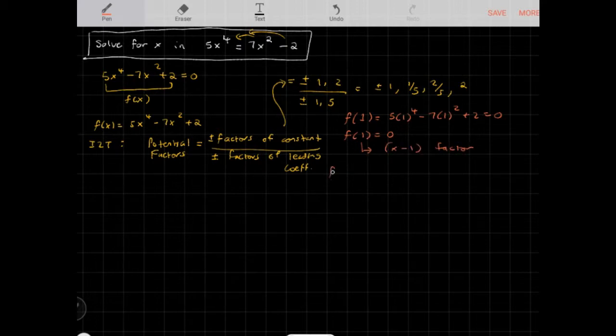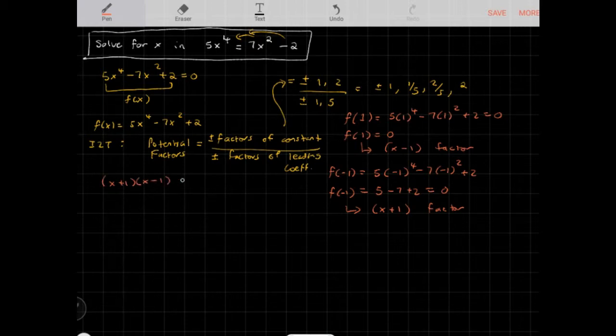Then you want to test f of negative 1. You get 5 times negative 1 to the power 4 minus 7 times negative 1 squared plus 2. You can notice that this also gives you 5 minus 7 plus 2, which also gives you 0. So f of negative 1 is also 0. This tells us that x plus 1 is a factor. Therefore x plus 1 and x minus 1 are factors.